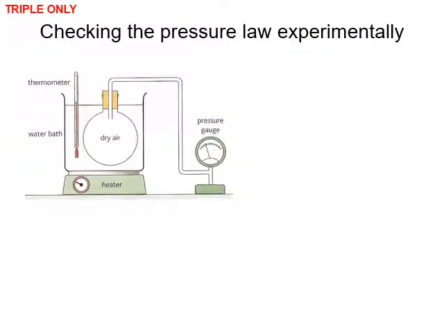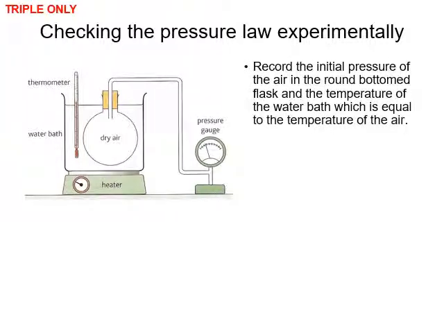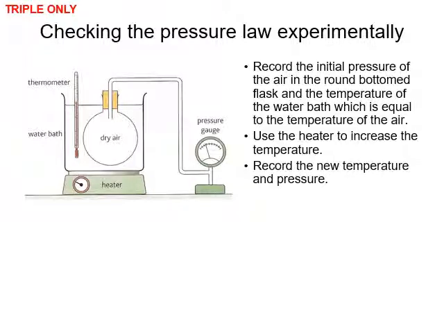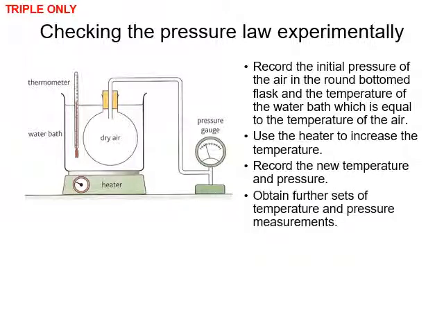Okay, so how do we check the pressure law experimentally? We record the initial pressure of a container of air in a round bottom flask, and the temperature of the water bath, which is equal to the temperature of the air. So that's basically what we're doing. And then we change the temperature. You're going to use the heater to increase the temperature and record this new temperature and pressure using your pressure gauge. And you repeat the experiment by changing the different temperatures. Remember that temperatures have to be converted into Kelvin.